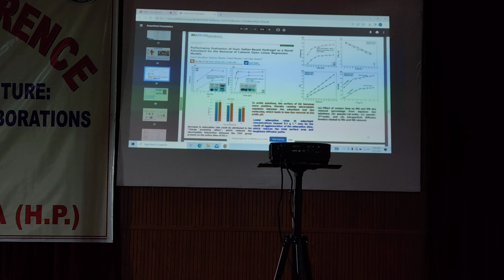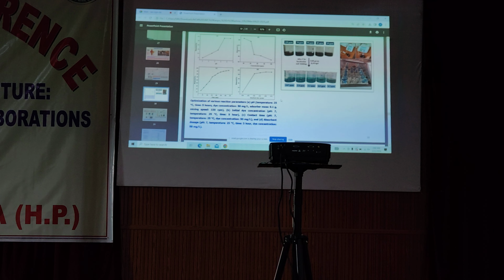Sometimes it gives us pseudo first order, sometimes it shows a dependency on one of the reactants, and this is the major factor playing a good role in absorption. Sometimes it shows second order from our linear regression model. But the results are quite good. It is able to absorb dye within 4 to 5 hours very efficiently, and we are able to reuse one material 10 to 12 times.